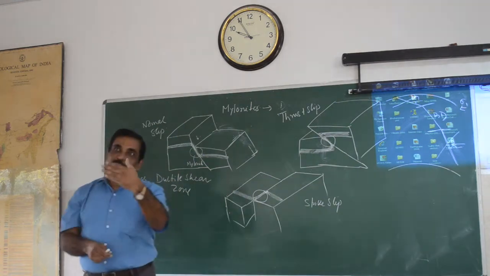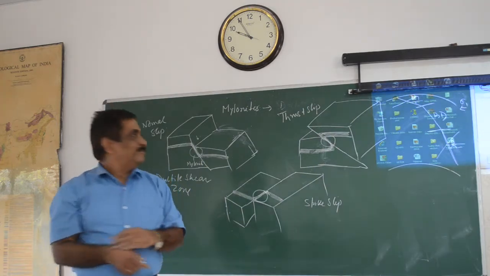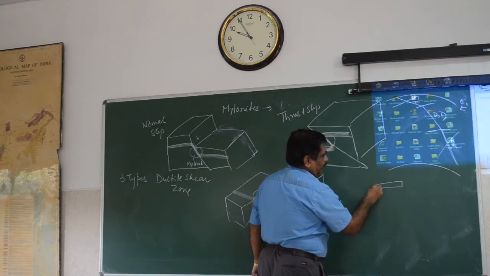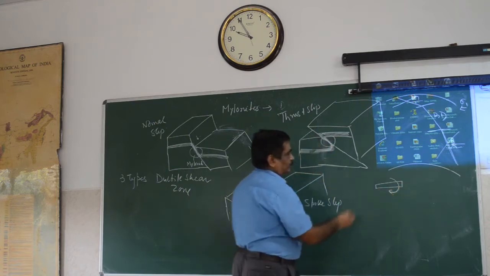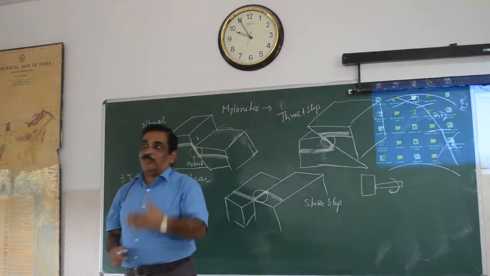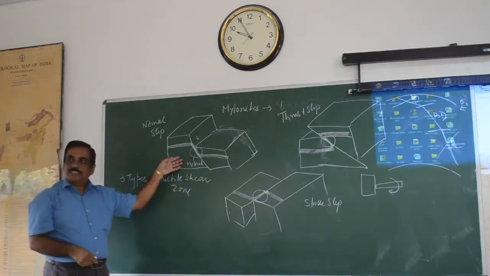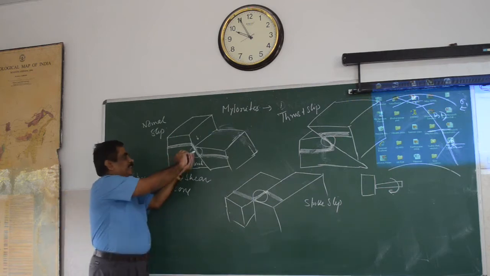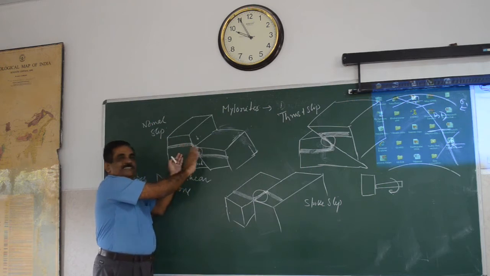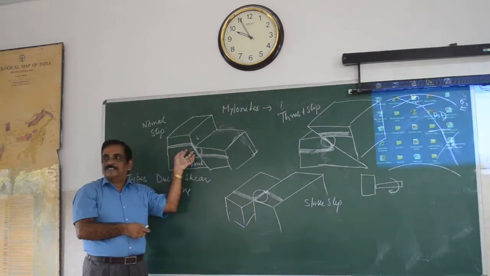Now, a section perpendicular to rotation axis. Suppose this is the rotation axis. So what I am telling? A section perpendicular to rotation axis. In this case, which is the section perpendicular to rotation axis? This rotation axis is like this. So this face will be the section perpendicular to rotation axis.